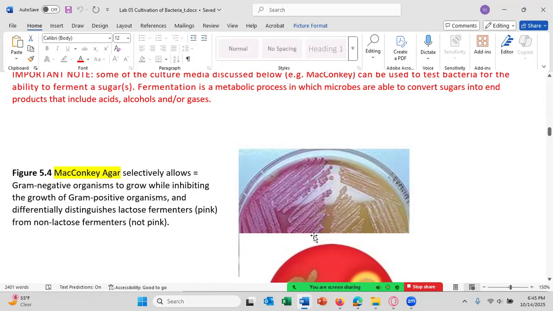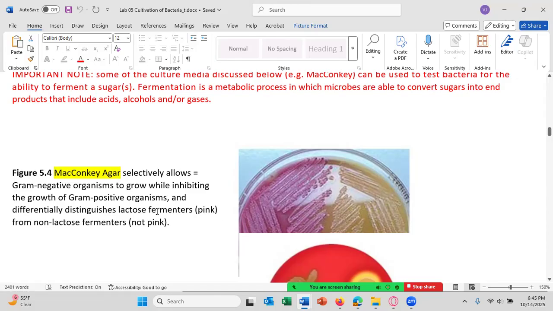Bile salts you may be familiar with. It's in your intestines. We produce it to help digest certain foods. And gram negatives tend to grow in bile salts because they grow in your intestines. Gram positives don't like the bile salts, and it inhibits most of their growth. So that's how McConkey's is selective.